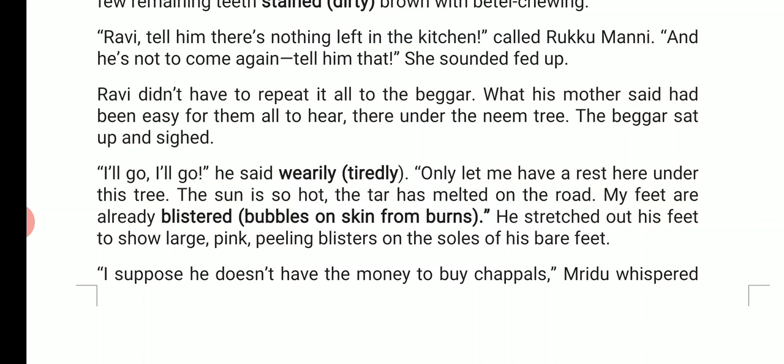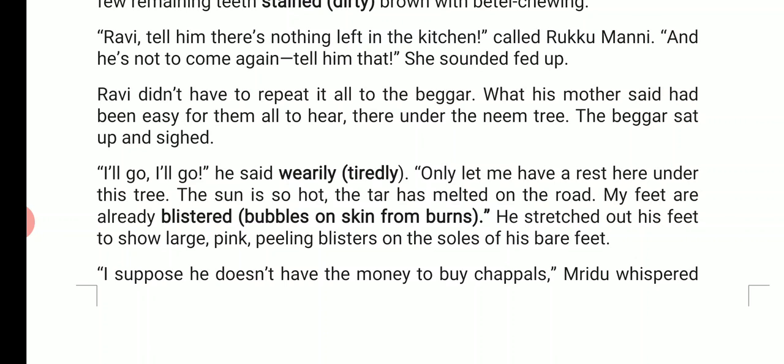What his mother said had been easy for them all to hear, even under the neem tree. The beggar sat up and sighed. So what happened? Her mother's voice was very loud, so Ravi did not need to repeat the words said by her mother. The beggar had already listened, and he was very much uncomfortable there. I'll go, he said wearily. Now the beggar is saying, okay, I'll go now, only let me have a rest under this tree.